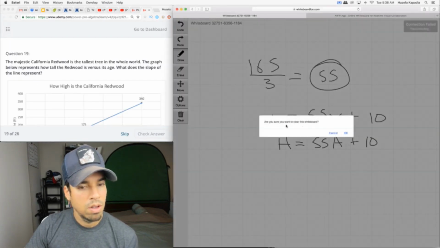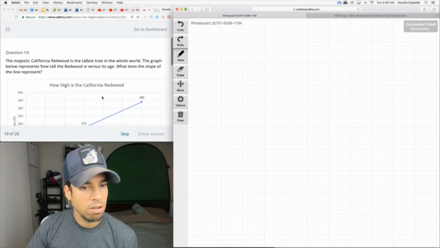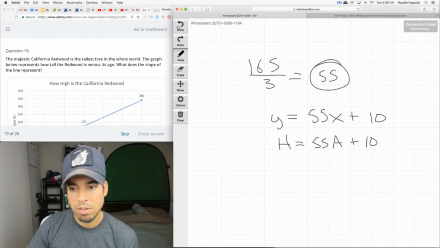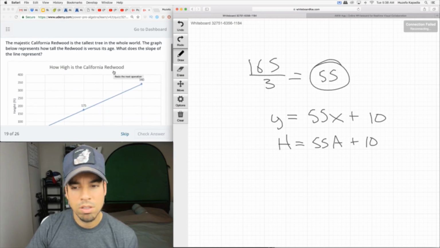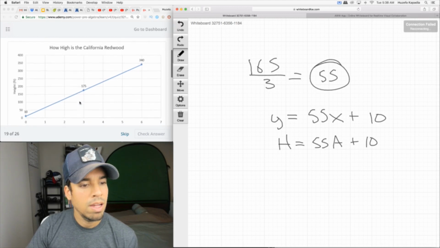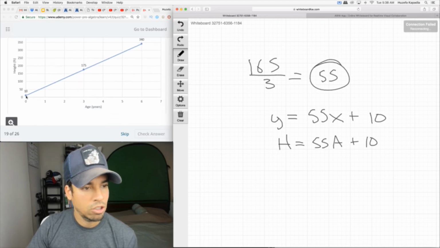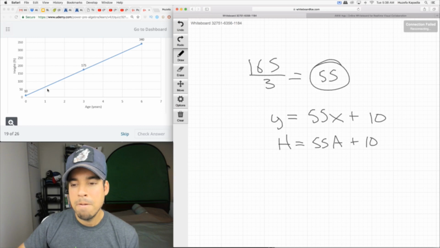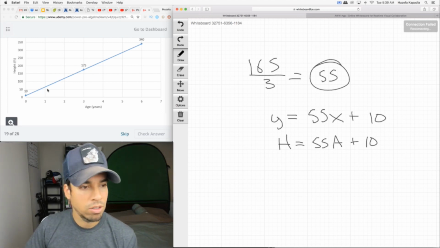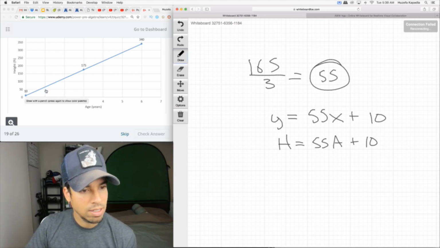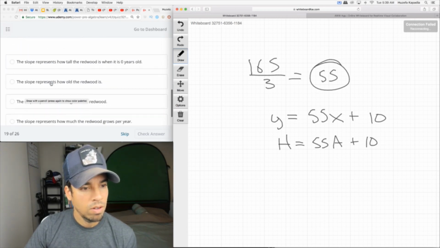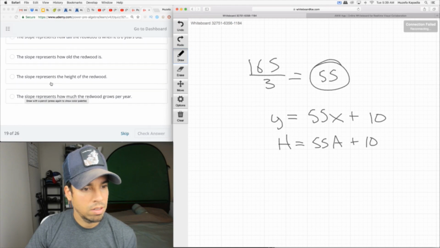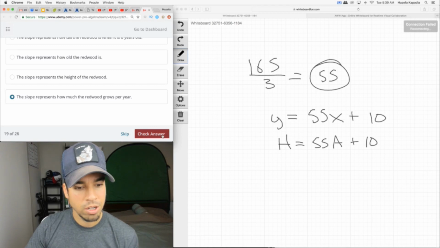Cool. Question 19. The majestic, so same, oops, let me keep that equation up here. I think it's the same thing. What does the slope of the line represent? The slope of the line represents the change in height over each year. Basically, how much this tree is growing every year. It's growing 55 feet each year, and that's it, 55 feet. Slope represents how much the redwood will grow per year, just like we said, right? Change.